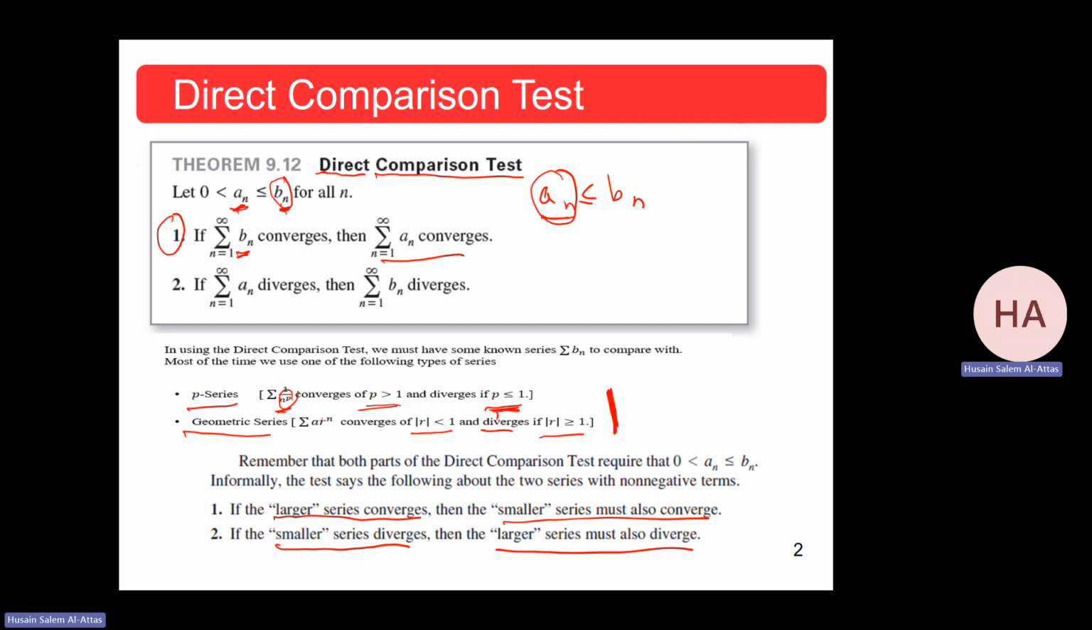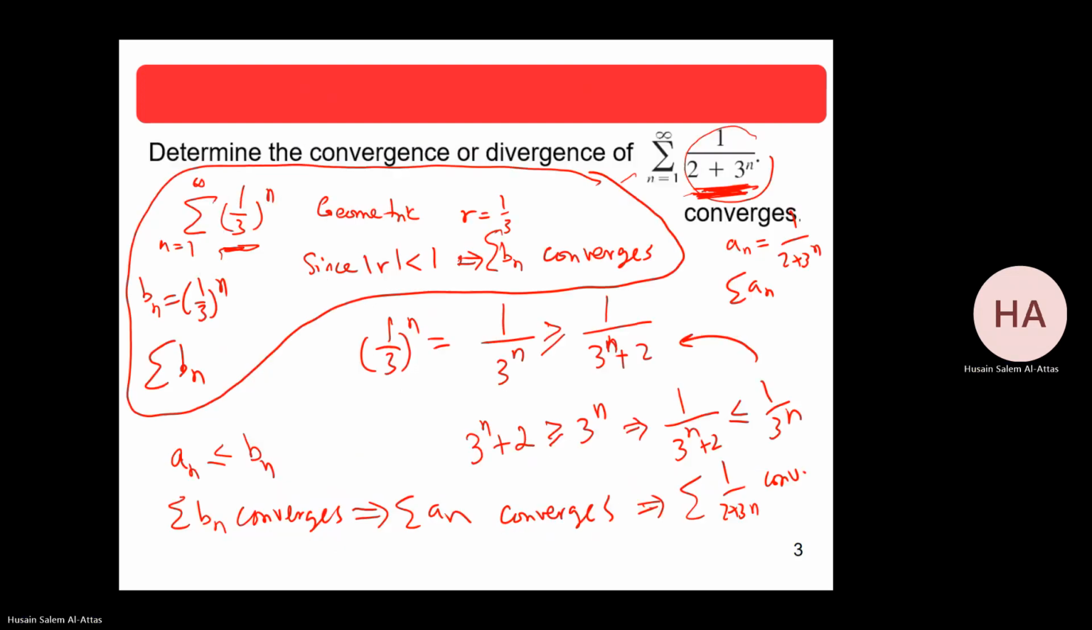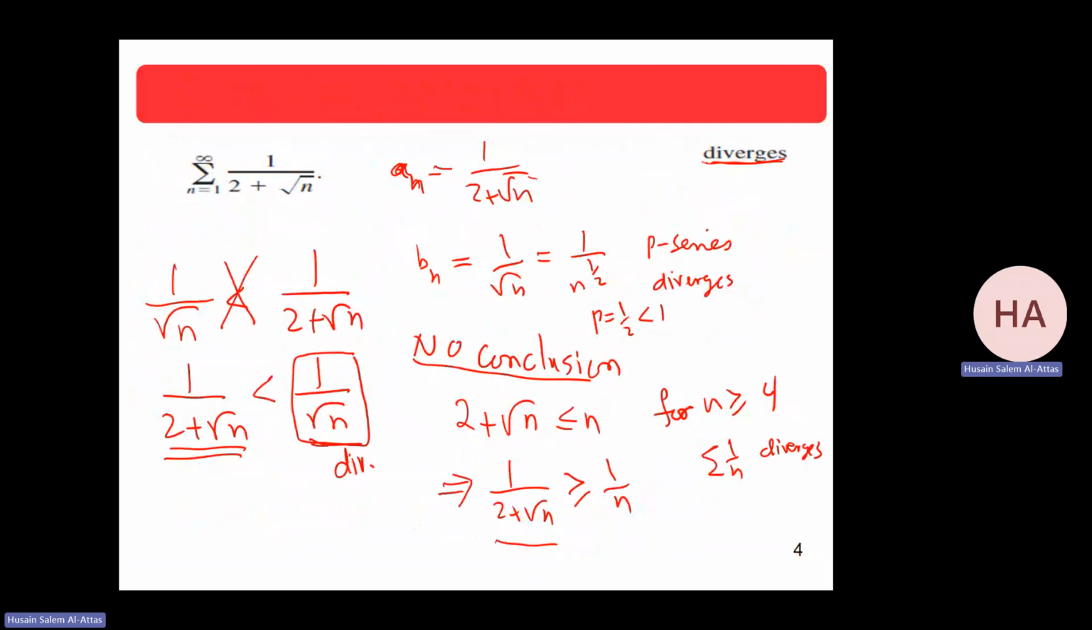I have the smaller one. So let me say this is the bigger, and this is smaller. The smaller one diverges. For sure, the bigger one will diverge. And that implies the bigger one diverges.